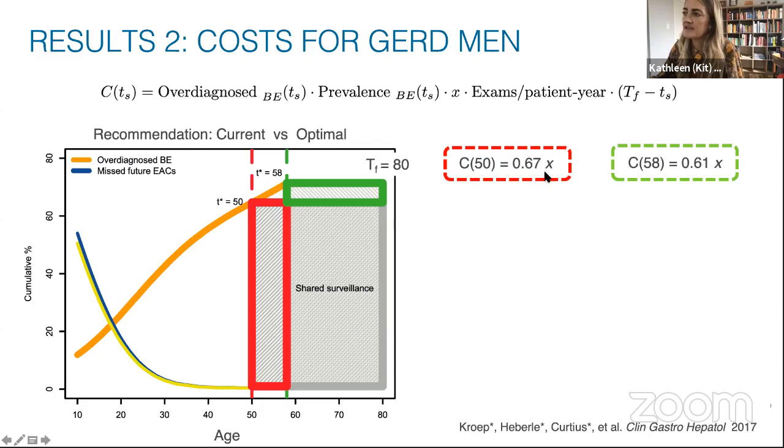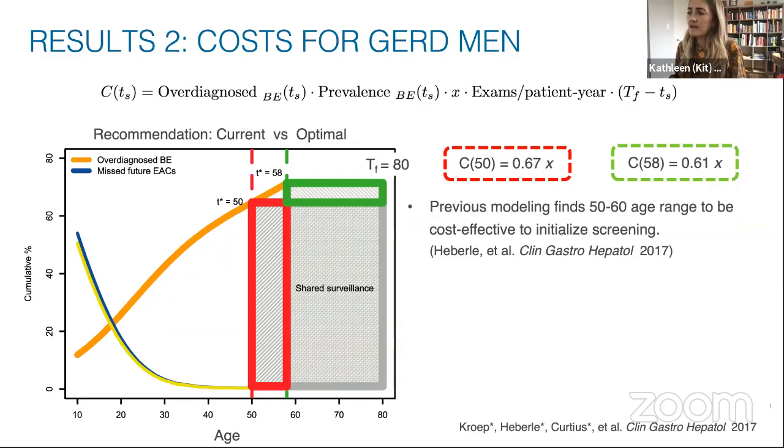So there's 0.67 times the initial number of screens when you screen at age 50, versus 0.61 times the initial number of screens if you screen at age 58. What does that all mean? Well, the first thing we notice is that previous modeling studies found that if you screen at 50 or 60 with highly sensitive screening, both were cost-effective in the cost-effectiveness analysis. So anything in that range still seems plausible from that cost-effective standpoint.